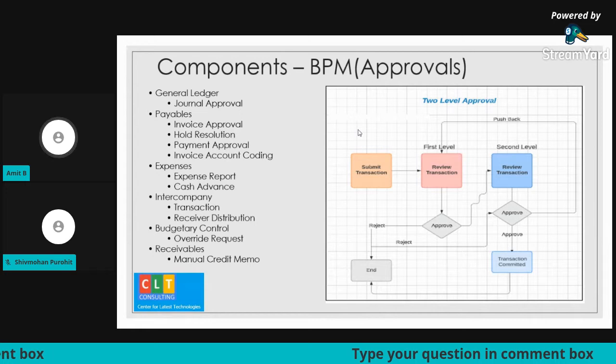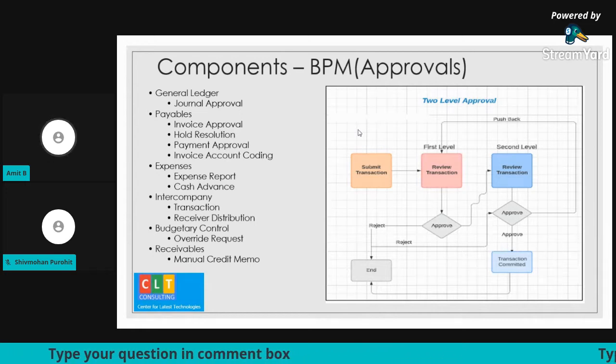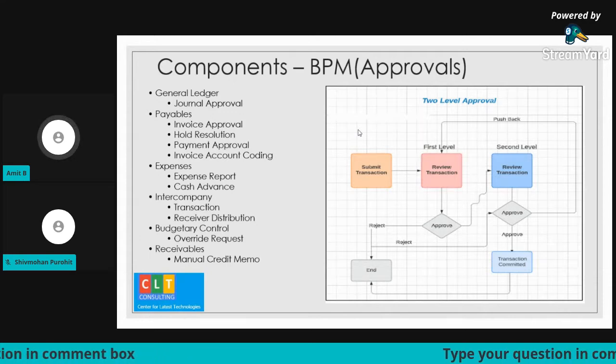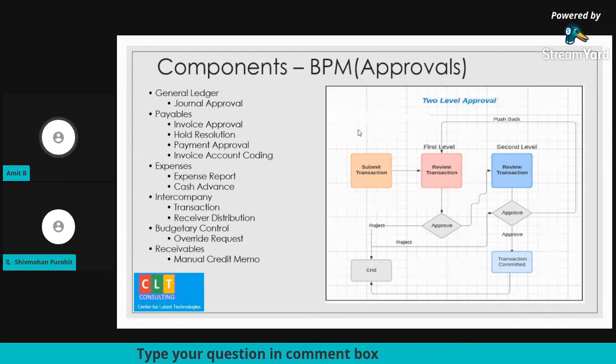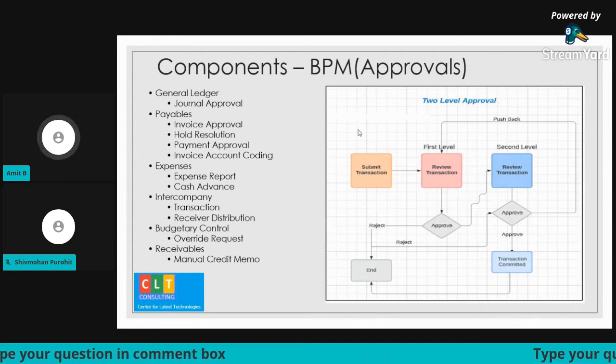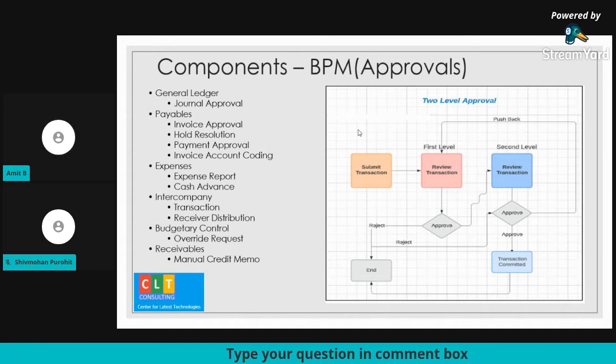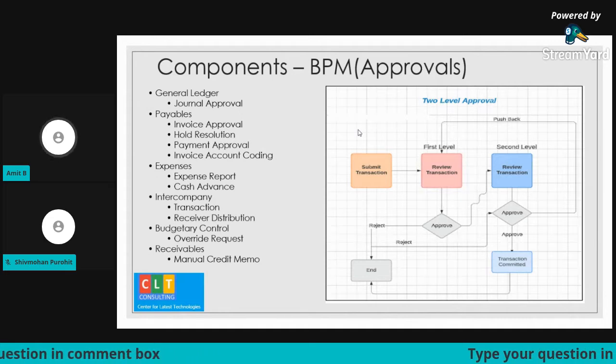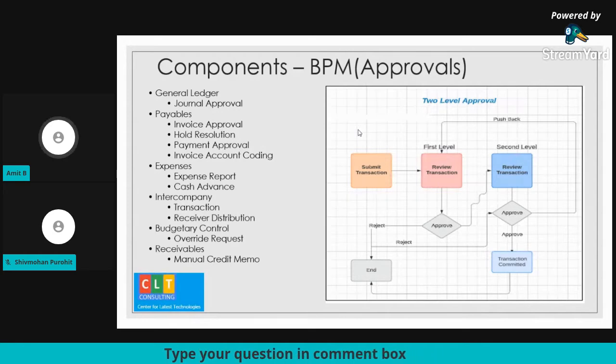This is how a typical two-level approval flow looks like. You submit a transaction, then it goes for approval at the first level, and if the first level approver approves, then it goes to the second level, as there is a second level approval as well. If it rejects, then the transaction terminates or ends there.